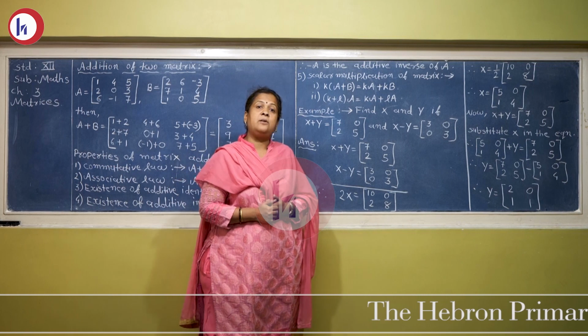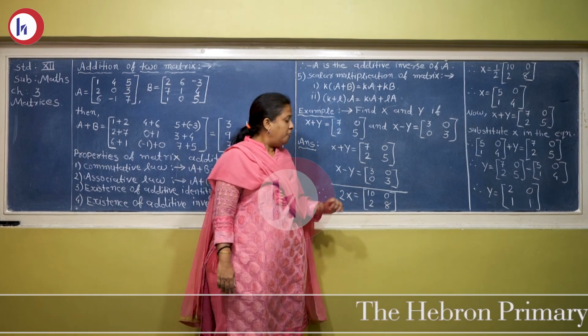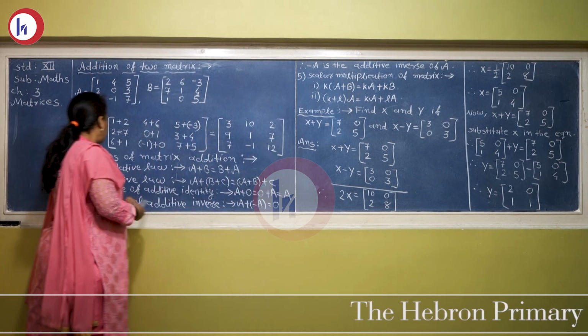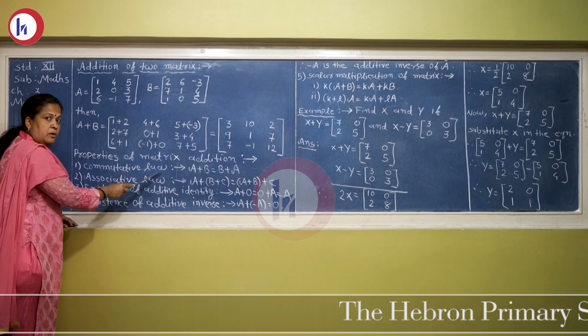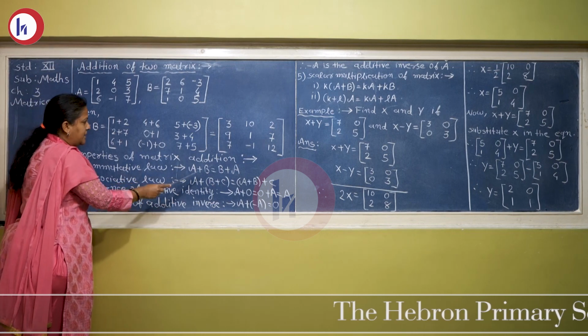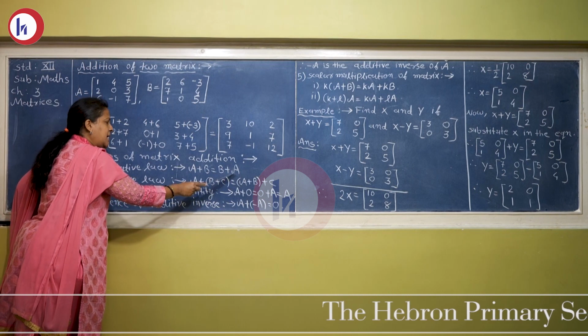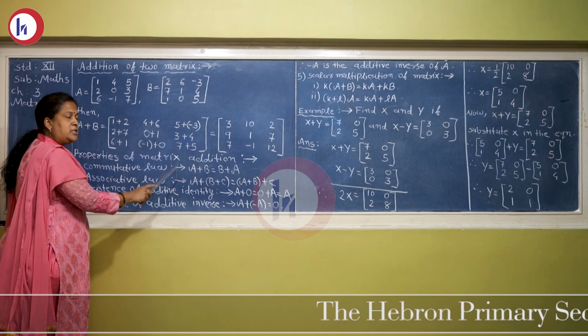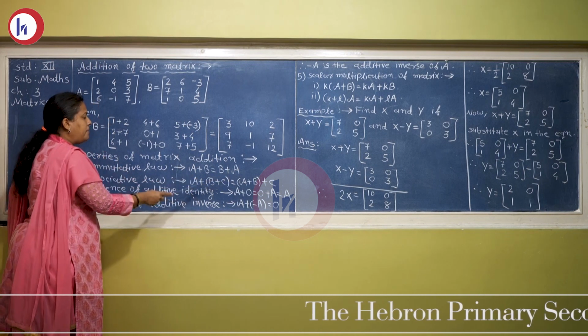Now let us study what are the properties of this addition of the matrix. First of all, this addition of the matrix follows the commutative law. What is that commutative law? That is A plus B is equal to B plus A. So if you interchange the order, the answer will remain same in the addition of the matrix.